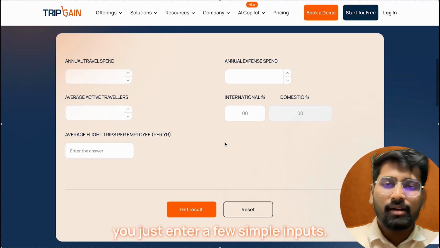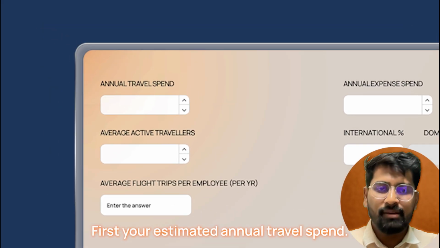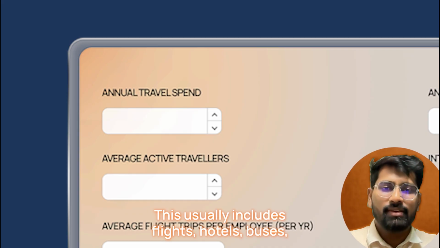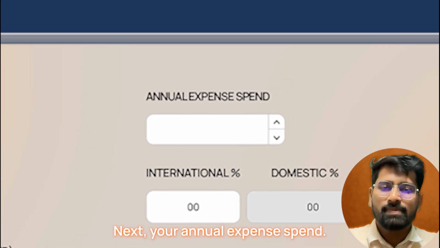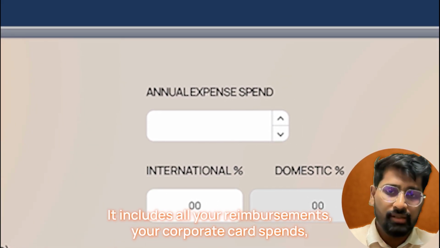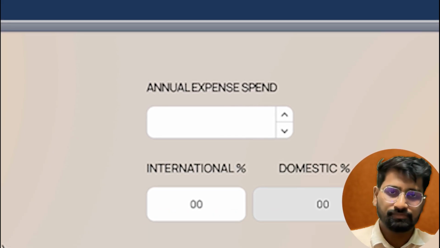To get started, you just enter a few simple inputs. First, your estimated annual travel spend. This usually includes flights, hotels, buses, trains, basically all your business travel. Next, your annual expense spend. It includes all your reimbursements, your corporate card spends, and other employee expense payouts for the year.